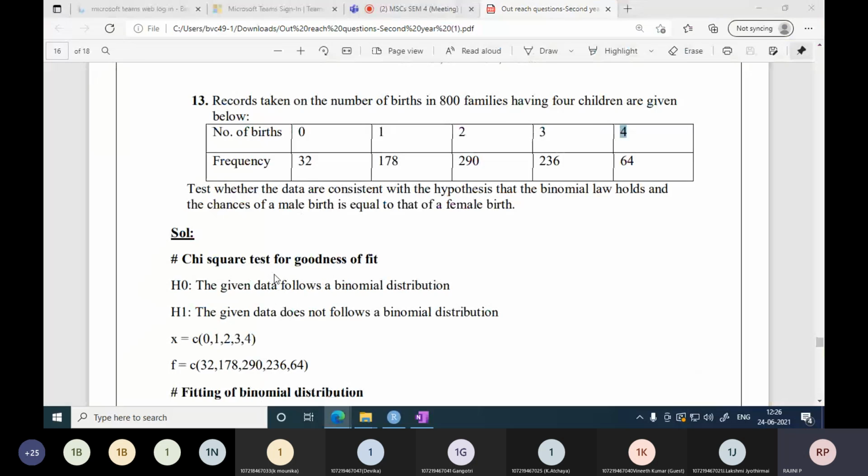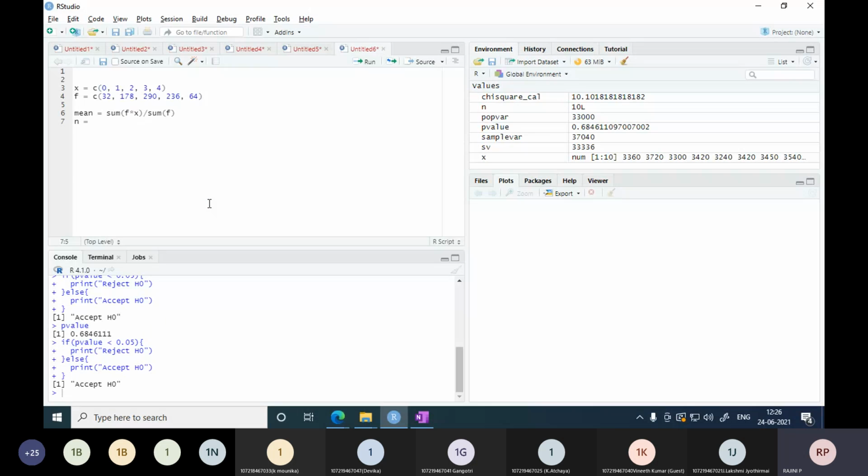So here n value is what then? 4. N value is equal to 4, which is the maximum in the x. So directly you can write it, or you can use the function maximum of x. That will give you this 4. Okay. So you got the mean value and the n value. Then what is the p value? N and p are the parameters. Parameter p is equal to mean divided by n. Okay, so we got the p value also.